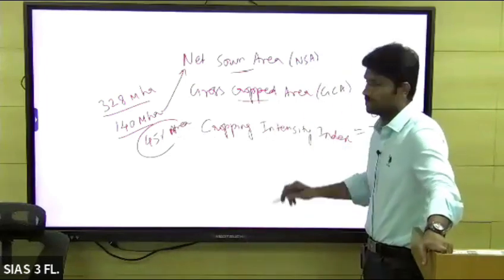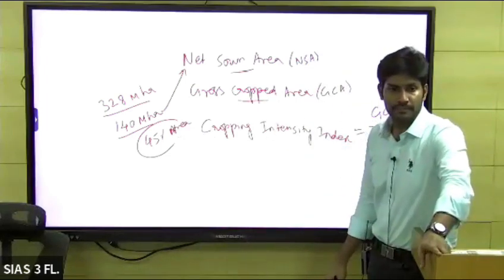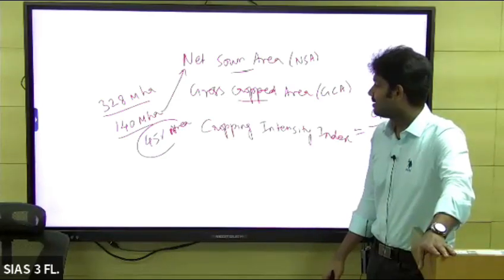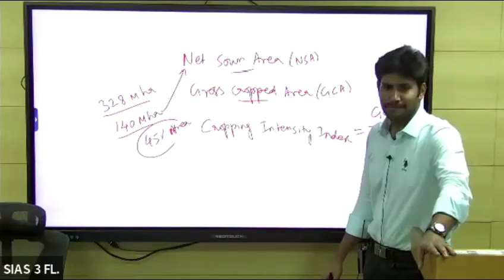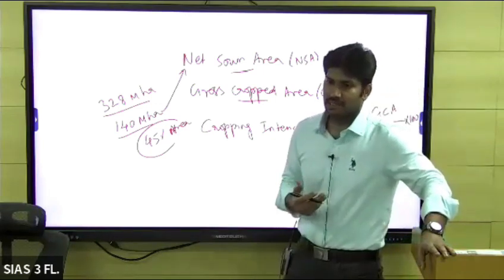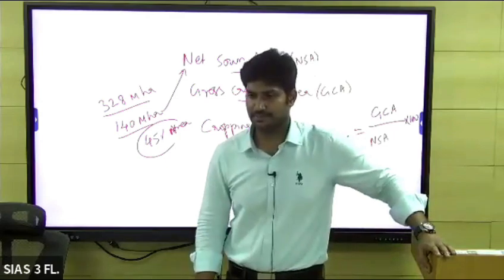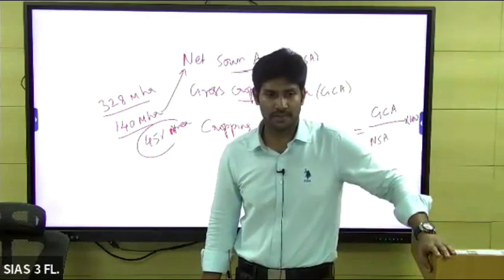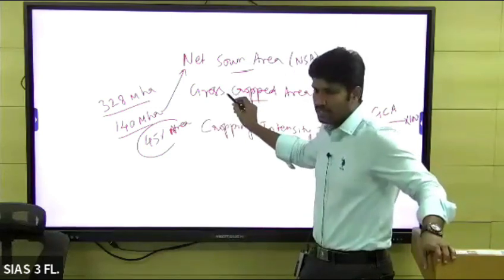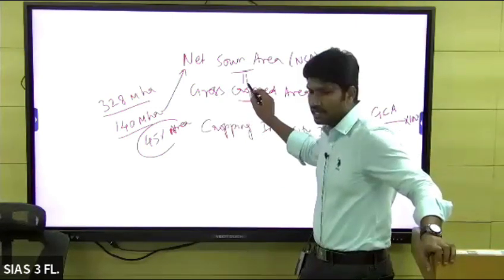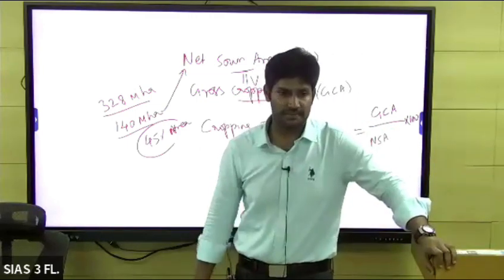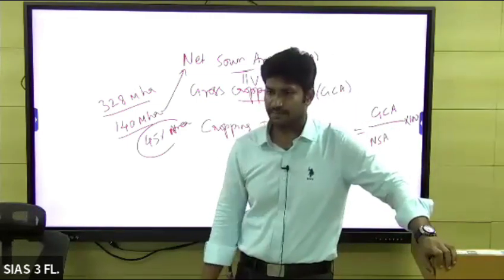Then what is the meaning of gross cropped area? In a single year, how many times the land is put into cultivation? That is the gross cropped area. It should be more than, or in our calculation, either equal to net sown area or always higher than net sown area. It won't be less than net sown area.